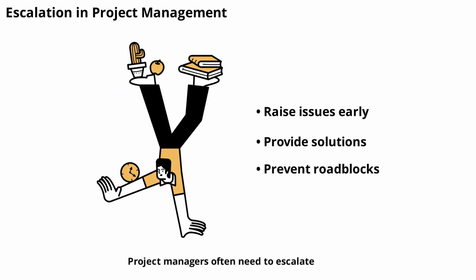Project managers often need to escalate issues to keep projects on track. Escalation can involve raising risks, resource constraints, or unresolved conflicts to higher management. The key is to escalate early, with clear evidence and proposed solutions. This proactive approach helps prevent minor issues from becoming major roadblocks.